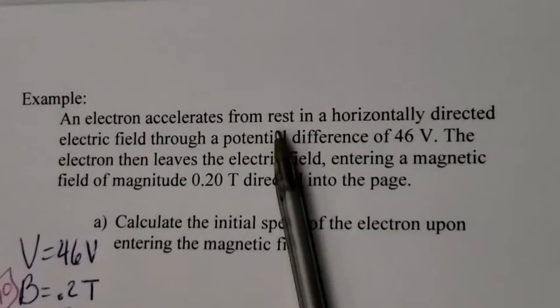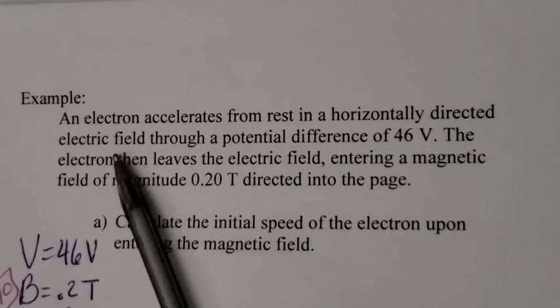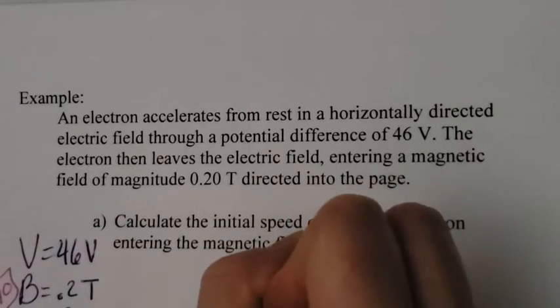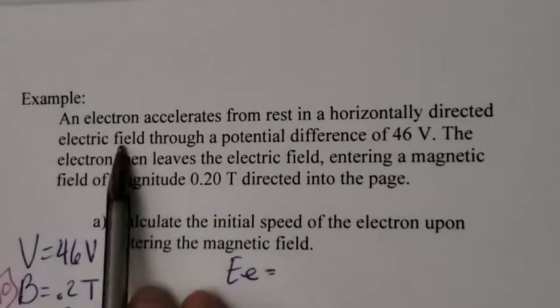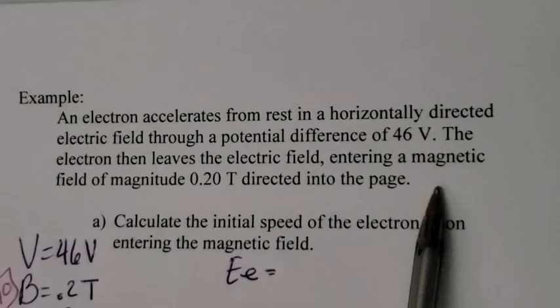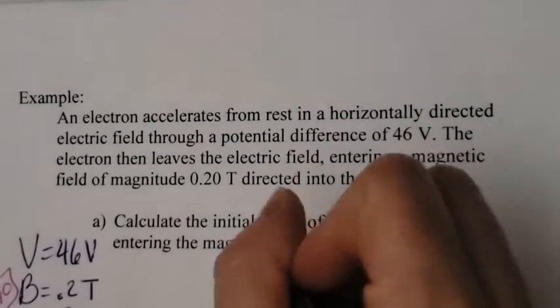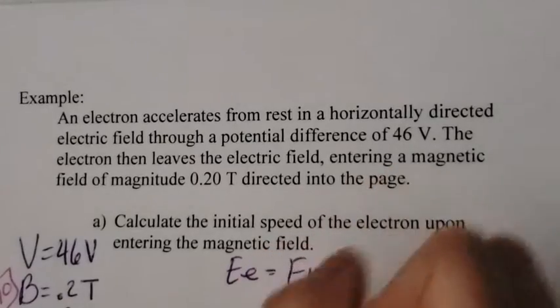So I start from rest, and then all of a sudden I go through this electric field. So I have electrical energy. And then when I leave the electric field to enter the magnetic field, I have speed. So all that electrical energy got changed into kinetic energy.